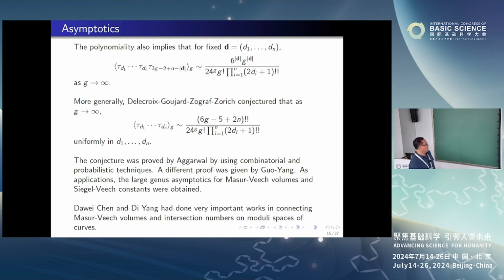As an application, they get large genus asymptotics of Masur-Veech volumes, and they can also obtain the Siegel-Veech constant. And I think Dawei Chen and Di Yang have also done some interesting work on the Masur-Veech volume and intersection numbers on moduli spaces of curves. I think Dawei will give a talk maybe tomorrow or sometime.